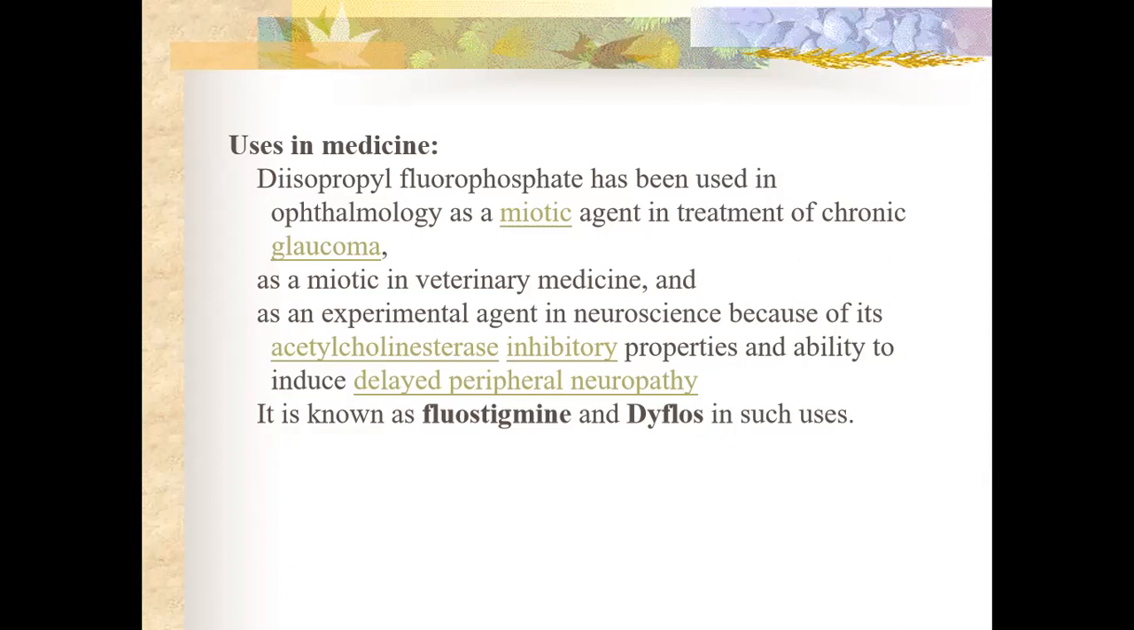So it induces... Diisopropyl fluorophosphate is used as a miotic in veterinary science and as an experimental agent in neuroscience because of its acetylcholinesterase inhibitory properties and ability to induce delayed peripheral neuropathy. It is known as fluorostigmine and DFP in such uses.